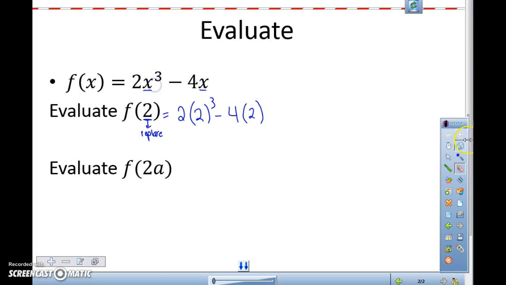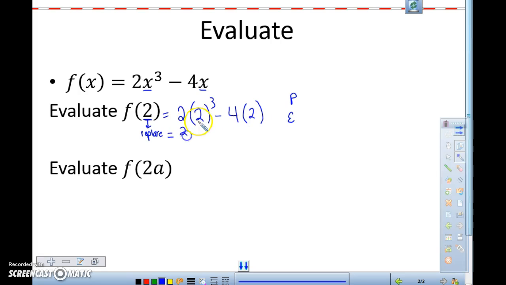And then we're going to use order of operations. So we do parentheses and exponent. So we would have 2 times 2 cubed, which is 8. And we do multiplication and division. 2 times 8 is 16. 4 times 2 is 8. And then we do add, subtract. So the answer is 8.